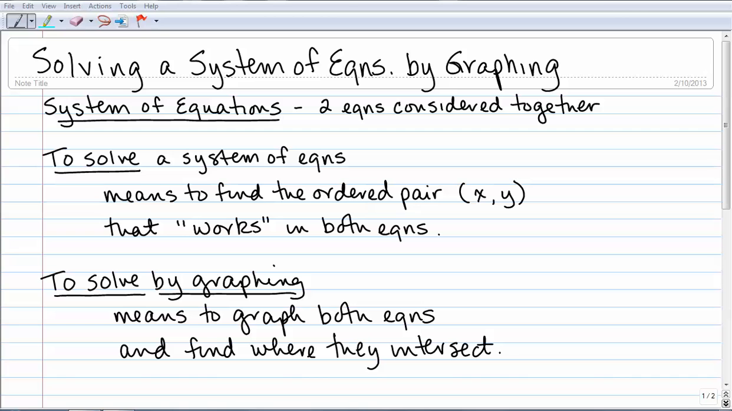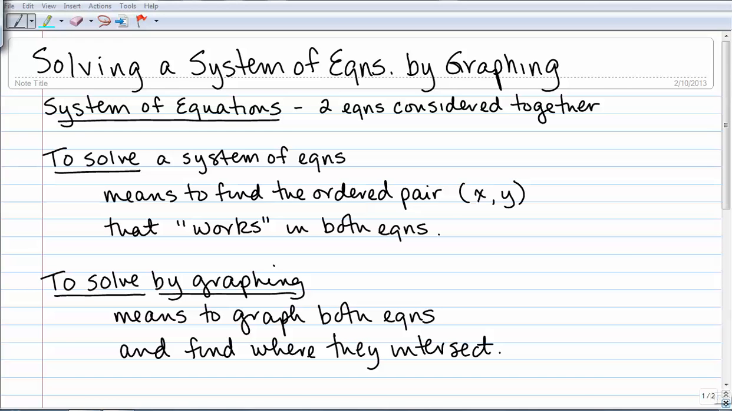To solve a system of equations means that we want to find the ordered pair, that is the x and the y, that works in both equations. When I plug a number in for x and another number in for y, it makes both of the equations true. One way to solve a system of equations is by graphing. To do this means that we graph both equations and find where they intersect.